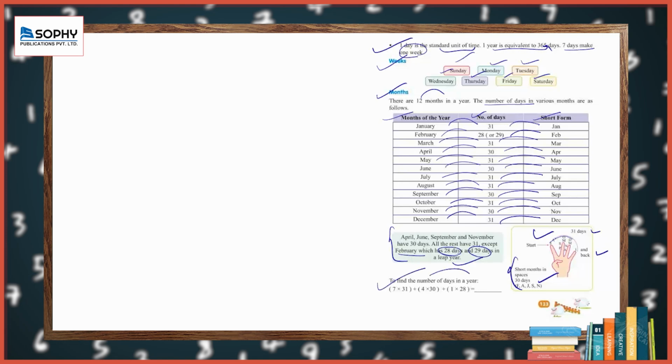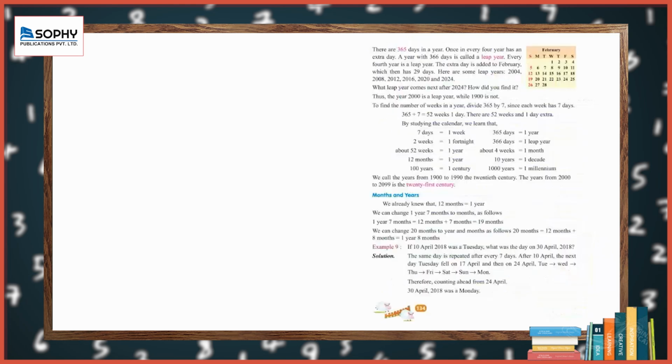To find the number of days in a year, you have to calculate this, students. So there are 365 days in a year. Once in every four years there is an extra day. A year with 366 days is a leap year. Every fourth year is a leap year, and the extra day is added to February, which then has 29 days. And here are some leap years: 2004, 08, 12, 16, 20 and 2024.